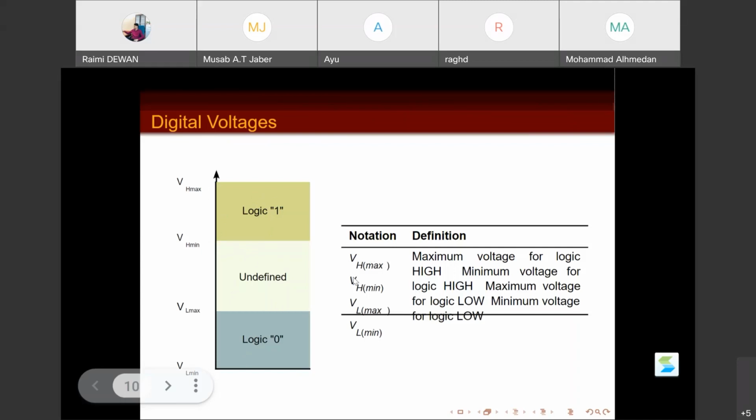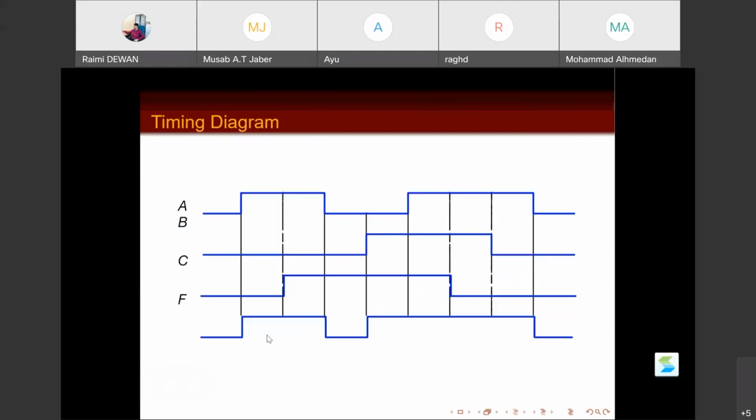So the word here, VH max, is the maximum voltage for logic high, and VH min is the minimum voltage for logic high. So VH min is the minimum voltage to be considered as binary 1. And this one, VL max, is the maximum voltage to be considered as logic 0. So this is the timing diagram. You will learn this in much more detail in a later chapter.